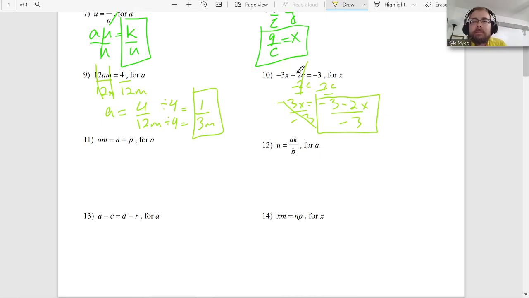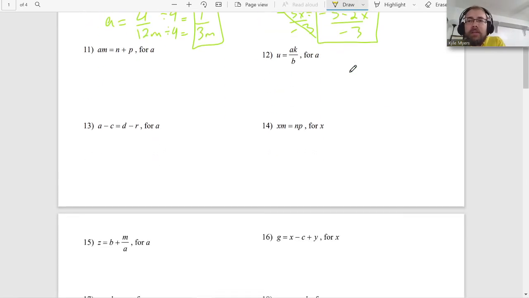It's fine. Everything's fine. Okay, am equals n plus p, for a. Well, we just need to divide both sides by m. There's the answer: n plus p over m. Telling you guys, this does not have to be crazy hard. This is kind of tricky at first, but it doesn't have to be any harder than equations already are. Actually, there's less work because you don't have to simplify anything. You just gotta start being okay with seeing multiple letters. That's the key to this: being okay with seeing multiple letters and not being able to do anything about them.